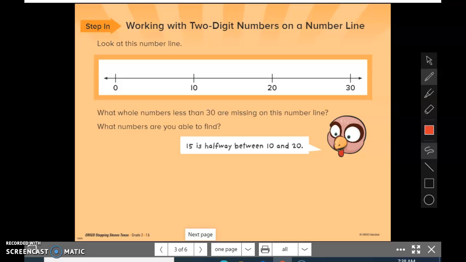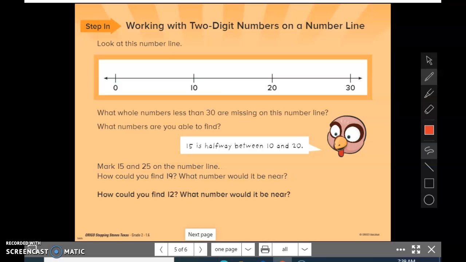Now, the reason it tells you 15 is halfway between 10 and 20 is because in order to figure out some answers on the page, I have to recognize that skip counting by 5s will break everything into a half. So here, when I skip count over here, 5 is halfway between 0 and 10. 15 is halfway between 10 and 20, and 25 is halfway between 20 and 30. So marking in the middle between those, I can change it to skip counting by 5s.